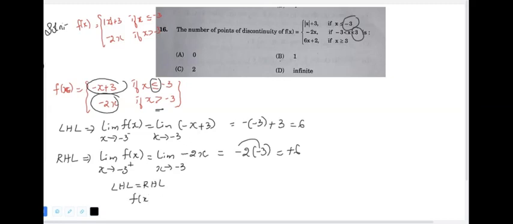So f of x is continuous at x equals minus 3. Since we didn't get a discontinuity point, we check the other function.